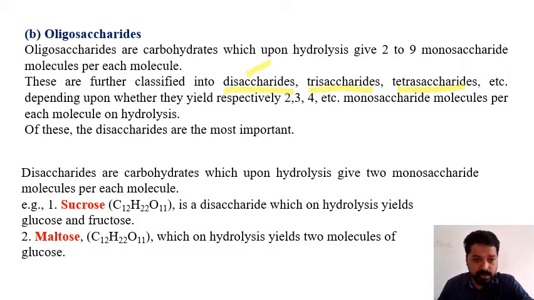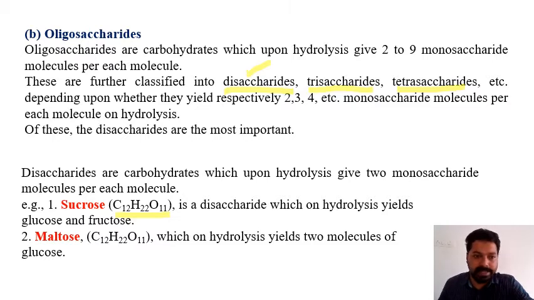One example of a disaccharide is sucrose, which has the molecular formula C12H22O11. Sucrose is a disaccharide which upon hydrolysis gives 2 monosaccharides, namely glucose and fructose. In the last part we learned what a monosaccharide is and some examples: ribose, glucose and fructose. So sucrose is a disaccharide, a kind of oligosaccharide, which upon hydrolysis gives glucose and fructose.